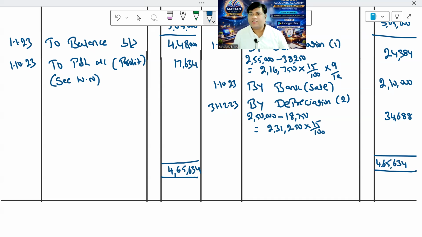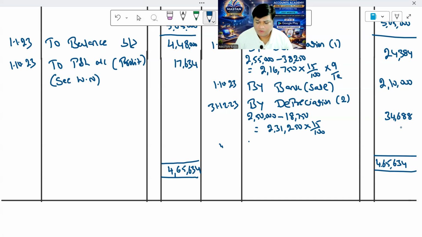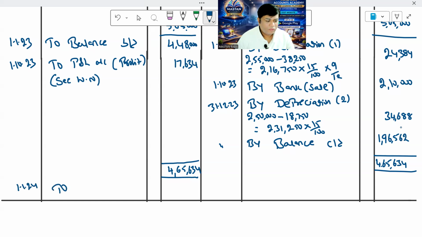From this 4,65,634, deduct all these ledger balances: that is 24,384 minus, 2,10,000 minus, 34,688 minus. If you deduct all these items, what is the balance you'll get? By balance carried down, you'll get 1,96,562. And write it here, 1/1/2024 to balance brought down. What's the amount? Sorry, one minute.